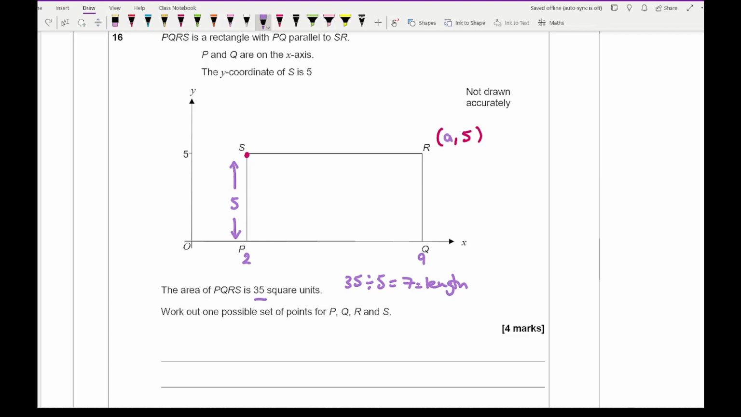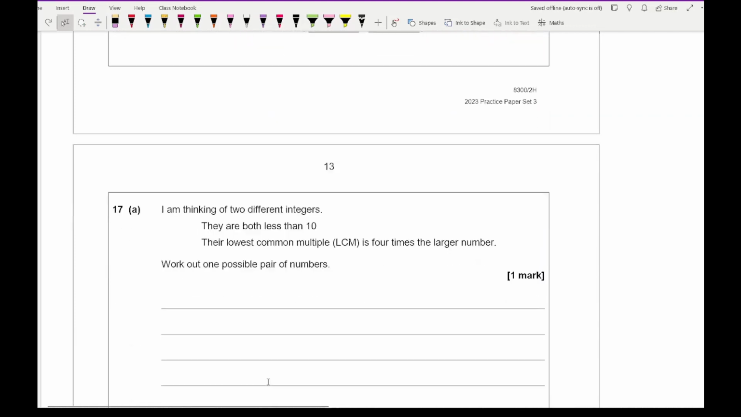So here we've got S is going to be at 2, 9. We've got R, which is going to be at 9, 5. We then have P at 2, 0, and we've got Q at 9, 0. So as long as the difference between P and Q is 7, and that P has an x coordinate that's bigger than 0, that's going to be absolutely fine. There's going to be quite a lot of different answers for this particular question that will be marked correctly.